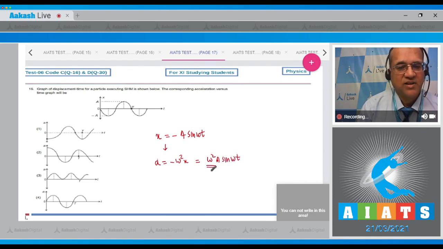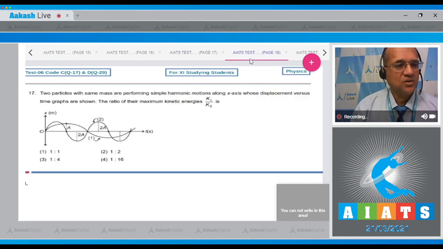This is the maximum value, which is the constant amplitude, the maximum acceleration. So this would be a sine graph, and the sine graph out of these is the fourth one, with maximum value omega square a. So the correct option to this is option number 4.